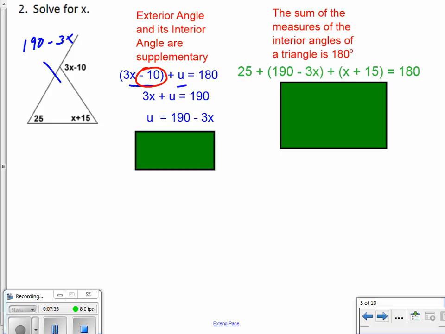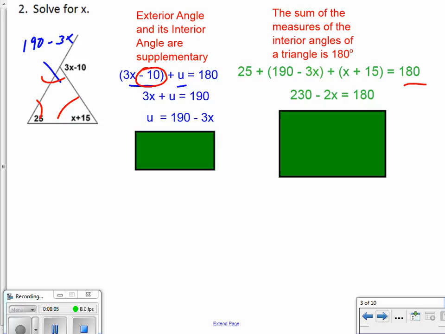So we've solved for one piece of it, but we still need to solve for x in the end. Okay? So one way to do that now that we have all of our pieces is to say the sum of the measures of the interior angles of a triangle is 180 degrees. So I just plug in each of my pieces here, 25, x plus 15, and this 190 minus 3x, add them all together, and they have to equal 180.